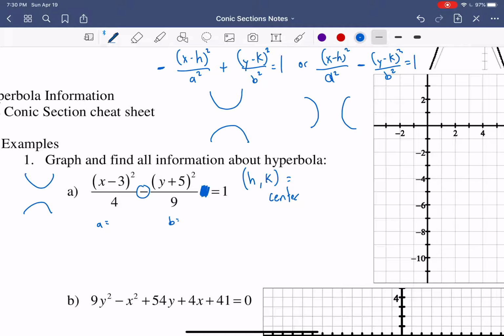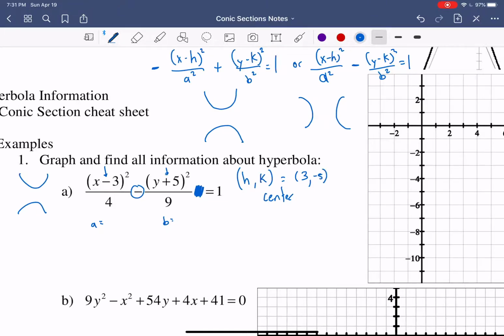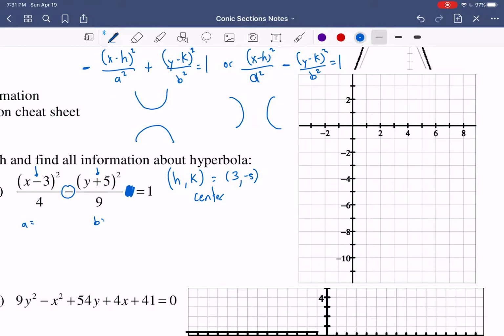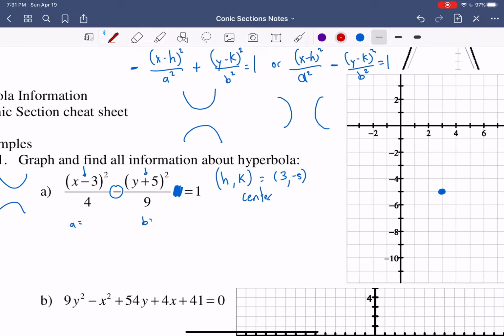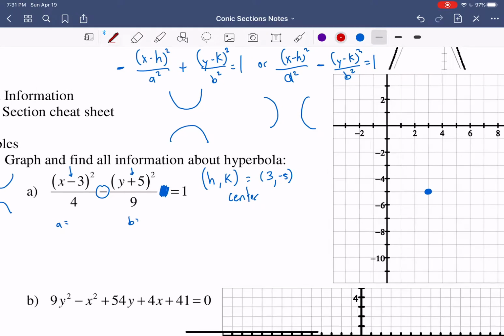So let's start off with our center, because it's always the most important. That's the starting place for everything. That's step 1, figure out where the center is. So we still have, like we did in the circle and the ellipse, x minus h and y minus k. So here, because we have the minus already there, h is positive 3. And then because we have the positive here, we have to switch the sign. So that means k is negative 5. So when we draw the center, we go 3 over and 5 down. Right, that's the center.